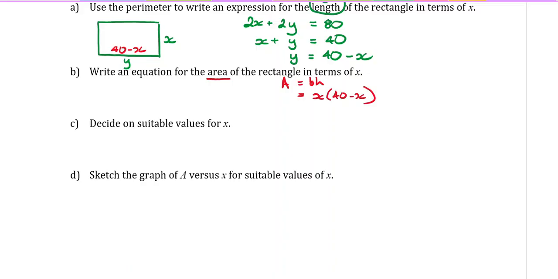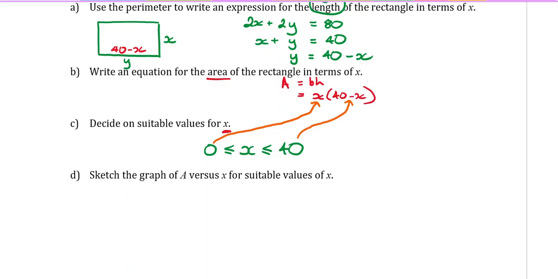Decide on suitable values for X. If my area were to equal 0 in that previous expression that I've made in part B, I would be able to use null factor on the factorized quadratic that I have there. And I would get from the first X out the front that X is equal to 0, and from the bracket, I would get that X is equal to 40. So my suitable values for X are that X needs to be anywhere between 0 and 40. The 0 comes from that one, and the 40 comes from that bracket. And anything in between would be fine.